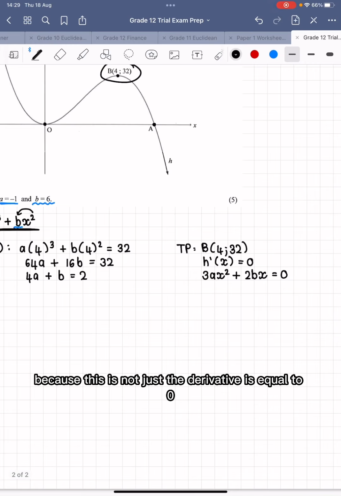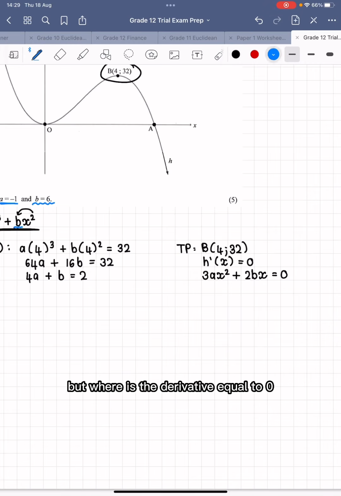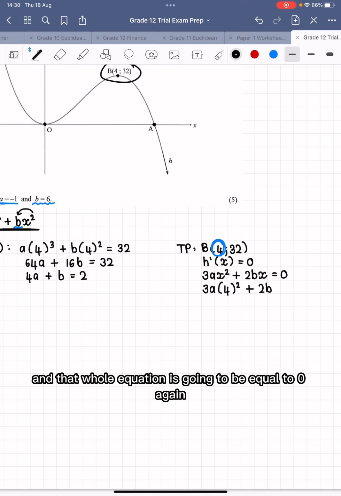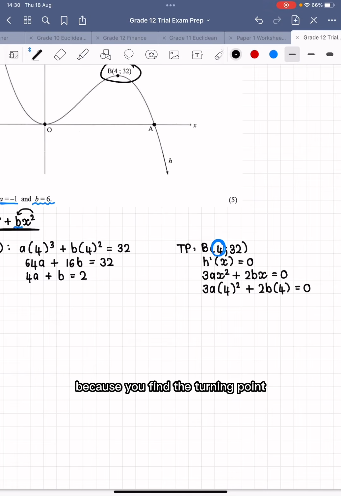Now guys, look at what happens here. This is the derivative equal to 0, but where is the derivative equal to 0? At this turning point, at this x value. So I'm going to substitute that x value, and that whole equation is going to be equal to 0. Again, because you find the turning point by making the derivative equal to 0. Now this is going to give us 3 times 16, which is 48a, plus 8b is going to be equal to 0.